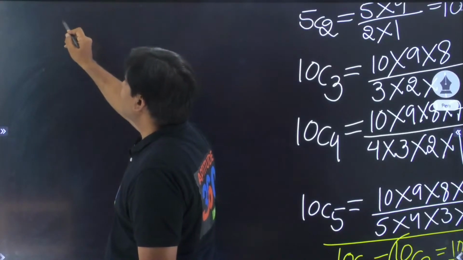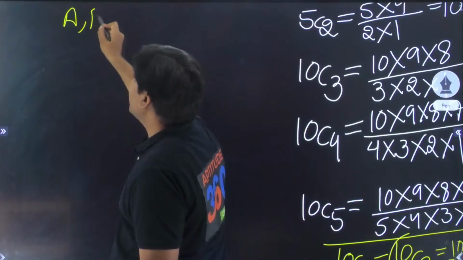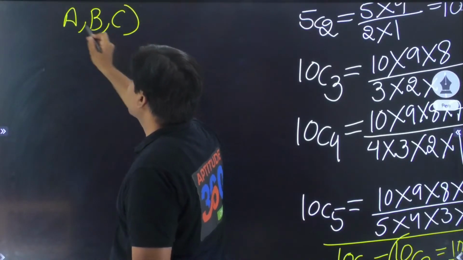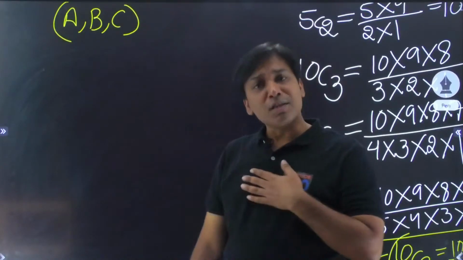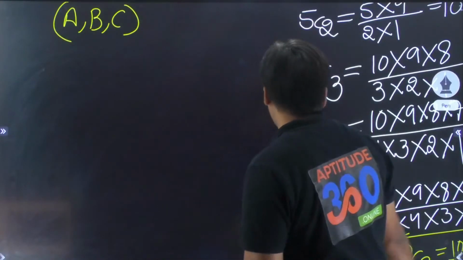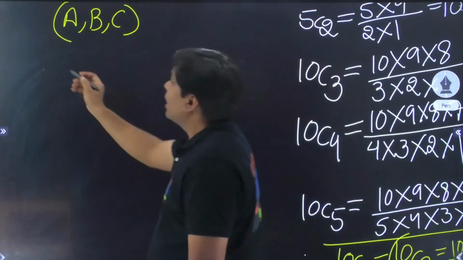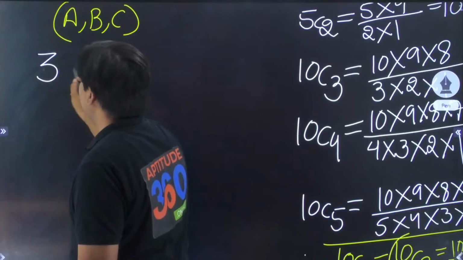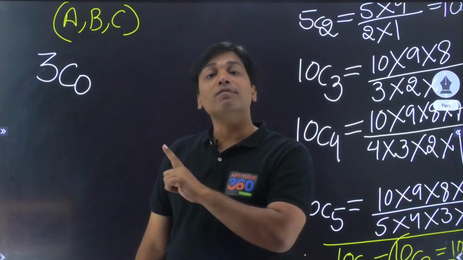I say that I have got 3 items, A and then B and then C. Understand this. I have got A, B, C. As per my understanding, what I can do, I say 3C0, I select no items out of these 3 items.